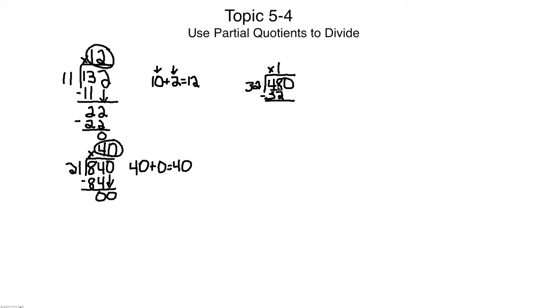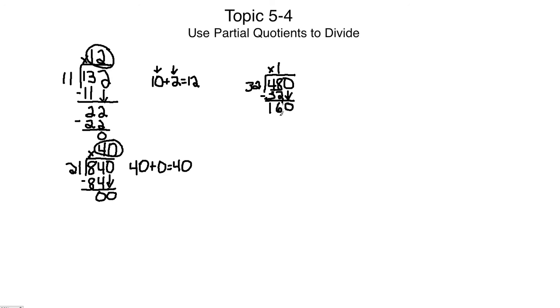Subtract. 8 minus 2 is 4. Bring down the 0. Oh, bad math. 8 minus 2 is not 4. It is 6. Bring down the 0.